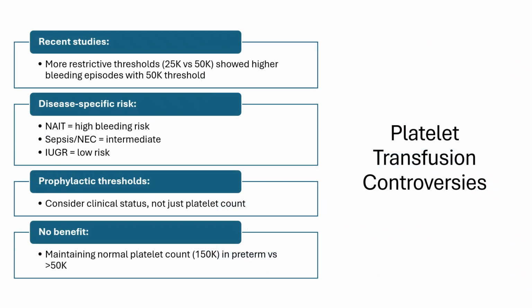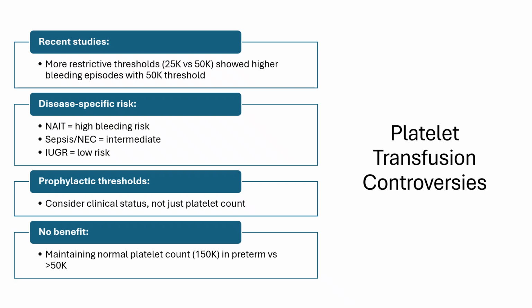Recent evidence challenges traditional liberal transfusion practices. The landmark PLANET II trial randomized 660 thrombocytopenic neonates to receive transfusions at thresholds of either 25,000 per microliter versus 50,000 per microliter. Unexpectedly, infants receiving the higher threshold experienced significantly more death or major bleeding within 28 days, 26% versus 19%. This finding contradicted the assumption that higher platelet counts provide better hemostatic protection.